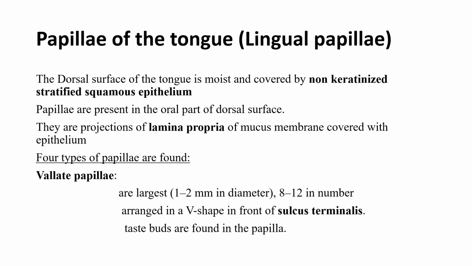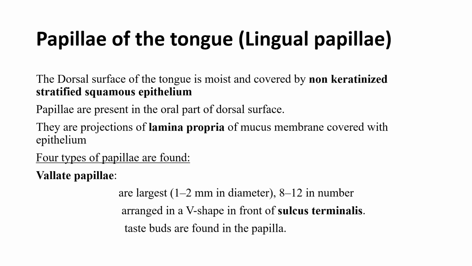So what are the lingual papillae? The lingual papillae are actually projections of the lamina propria of the mucous membrane, which is covered with epithelium. Now, the dorsal surface of the tongue is covered by which type of epithelium? The dorsal surface of the tongue is covered by non-keratinized stratified squamous epithelium.